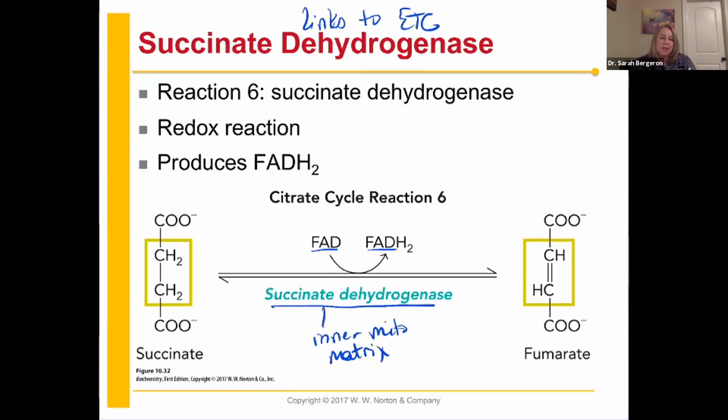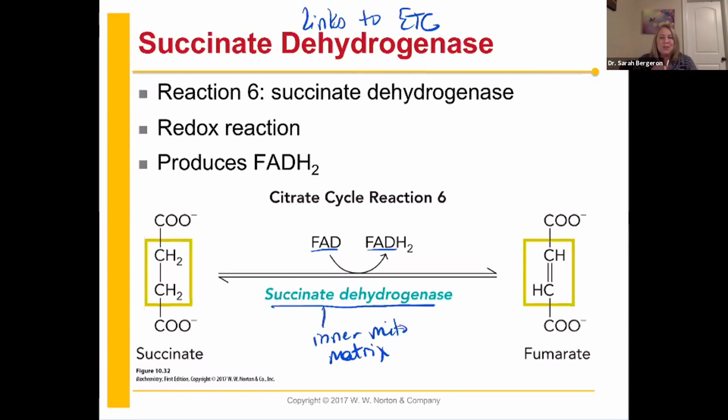And so what we're going to see is that once we transfer these electrons, when we go from succinate to fumarate, we're going to change FAD to FADH2. So we're going to pick up those electrons, and later those electrons are going to pass from FADH2 to the electron carrier coenzyme Q, which is in complex 2 of the electron transport chain.